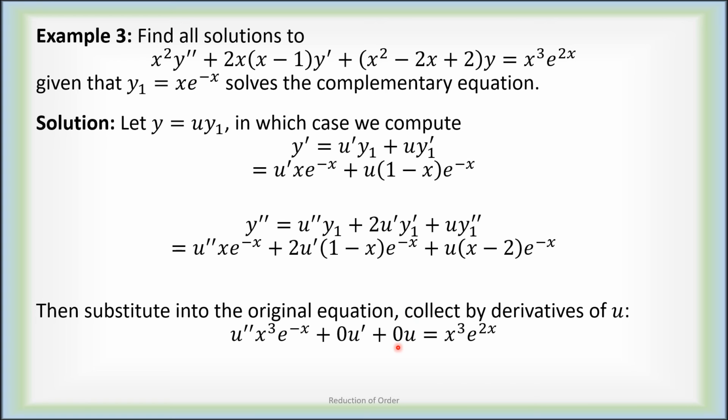Now, we should definitely expect all of our u's to vanish. That's built into this technique. In this particular problem, all of your u primes will also vanish, so that's nice. So we end up with u double prime x cubed e to the minus x, and we were hoping to get out this forcing function of x cubed e to the 2x. Well, we can cancel the x cubed from both sides, and we just get u double prime equals e to the 3x.